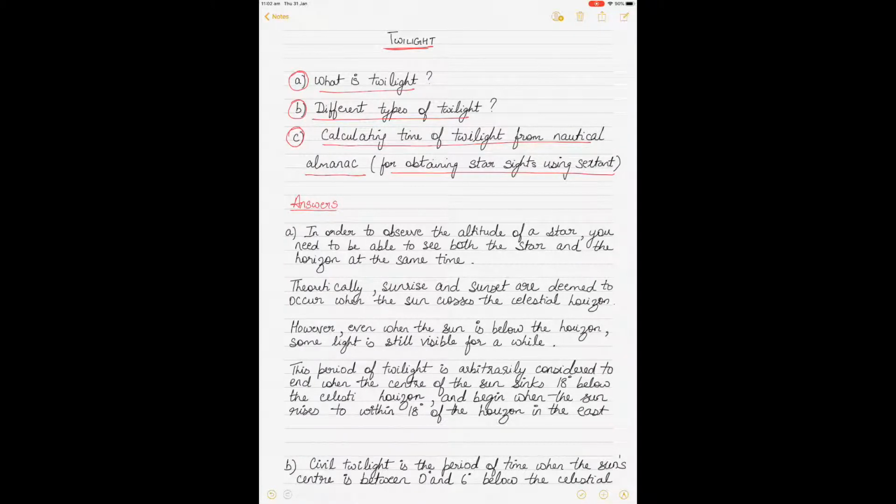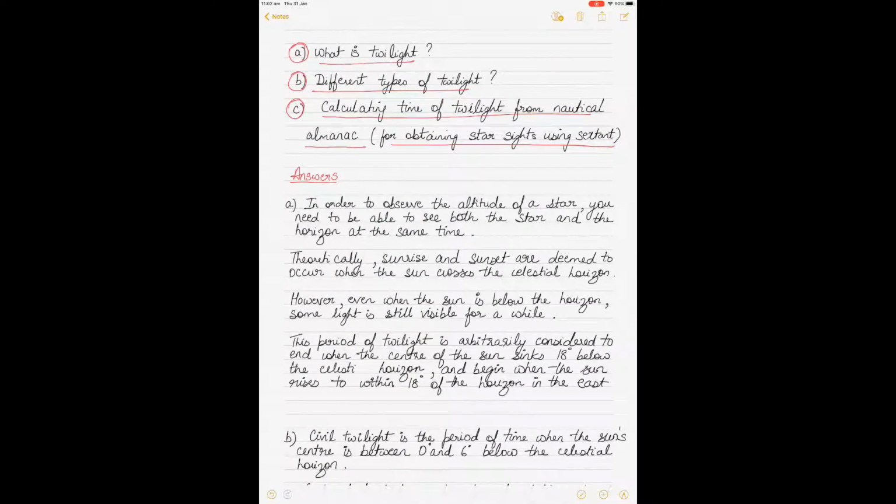Alright, so let's get to it. I want to keep this video short. So the first one is what is twilight. So let me read out what I've written here. Twilight is, in order to observe the altitude of a star, you need to be able to see both the star and the horizon at the same time.